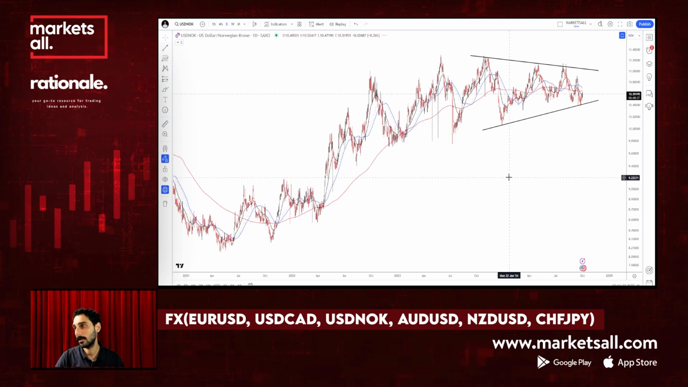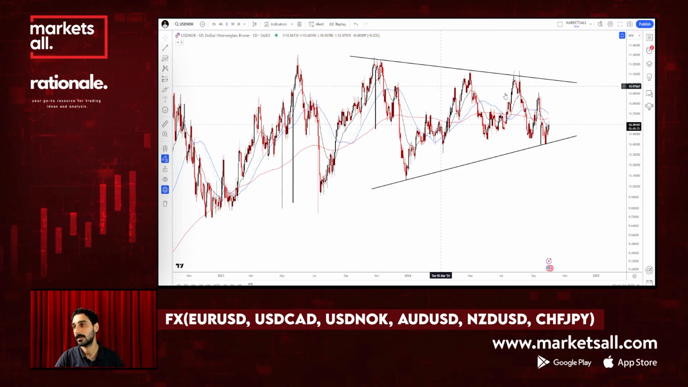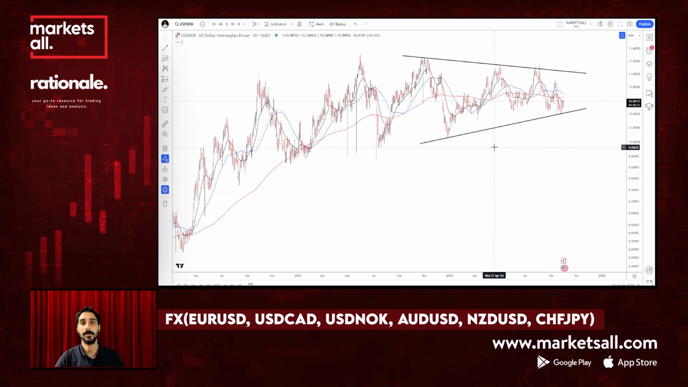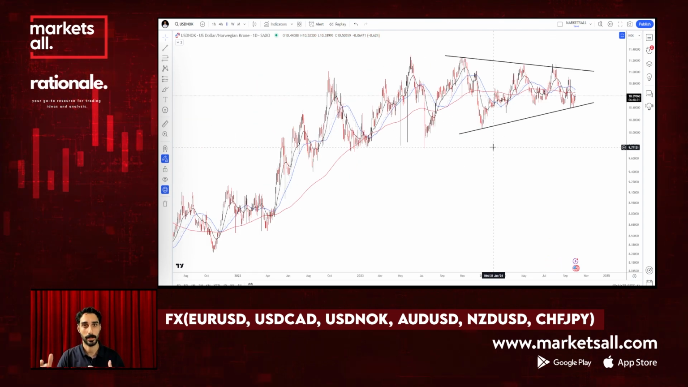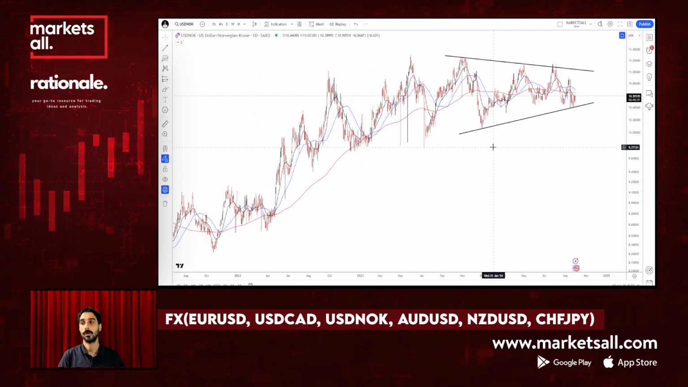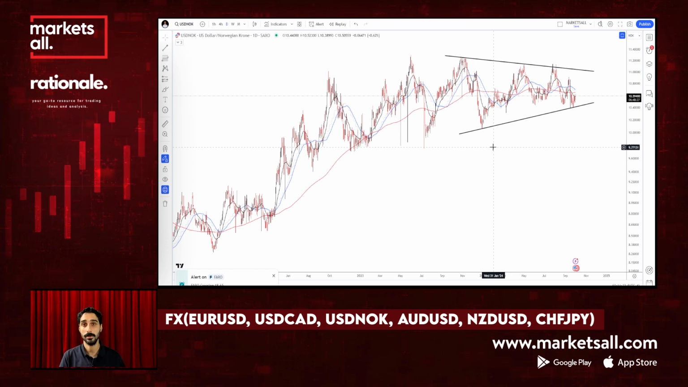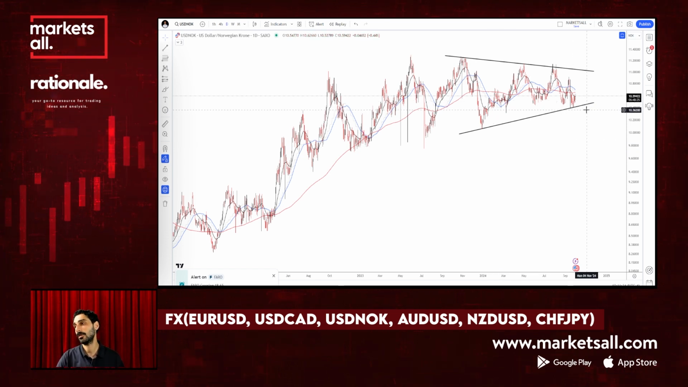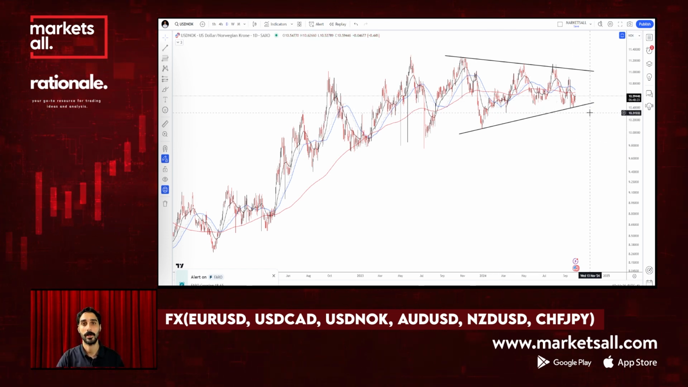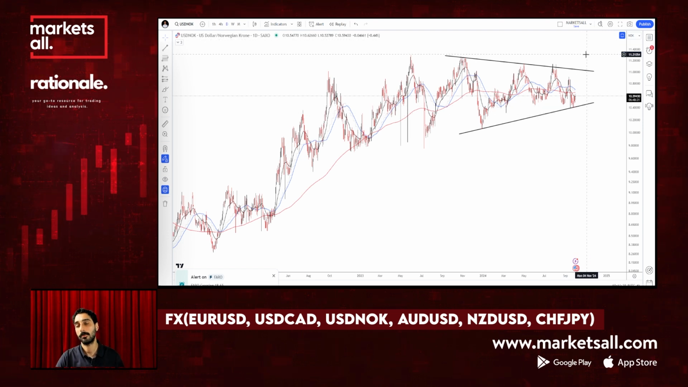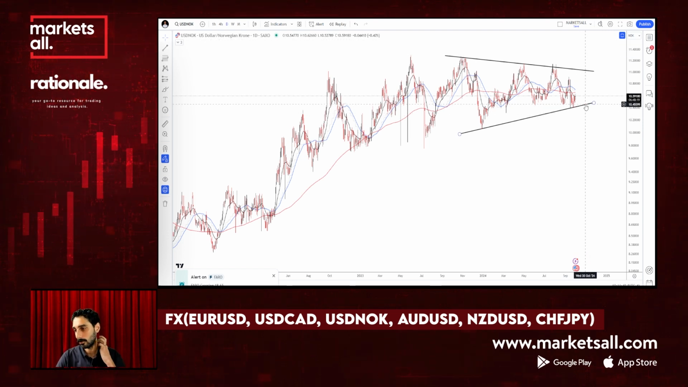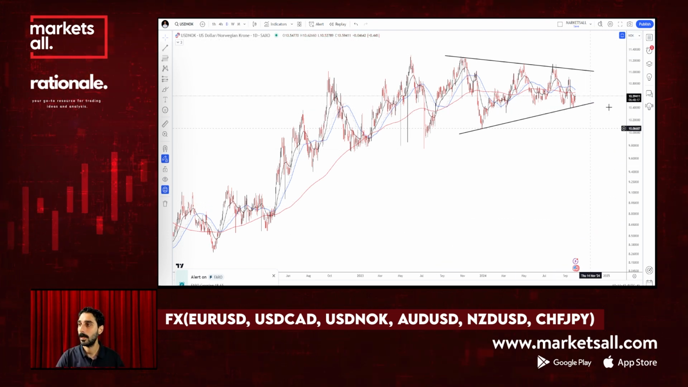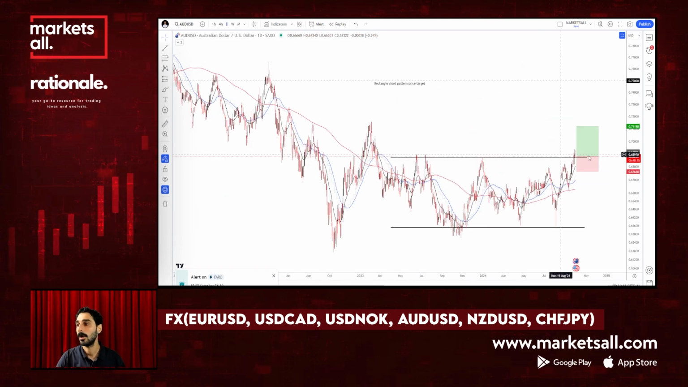And here, this is how I'm following this one. There's a symmetrical triangle chart pattern, and symmetrical triangles generally go in both directions. It might act as a continuation or it might act as a reversal, and a potential breakdown would offer a short trade opportunity, and a breakout would offer a long trade opportunity.